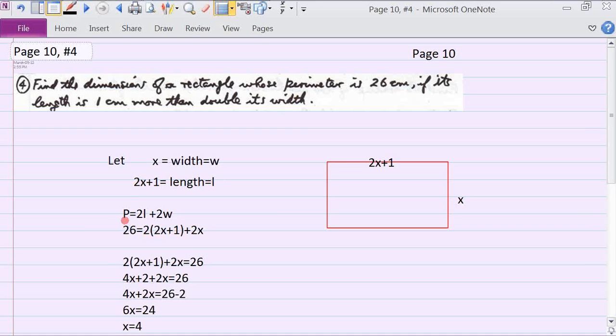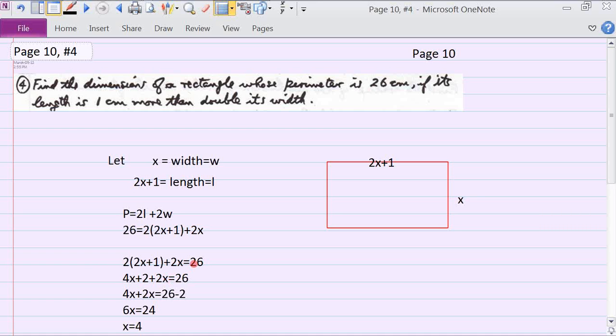So the perimeter of a rectangle, the distance all the way around, is the perimeter. Right here, this is the perimeter, is 2 times the length plus 2 times the width. So we have that we've just reversed. We moved the left side to the right side and the right side to the left side. Then we remove the brackets by using the distributive rule. 2 times 2x gives me 4x. 2 times 1 gives me 2. I still have the 2x here.